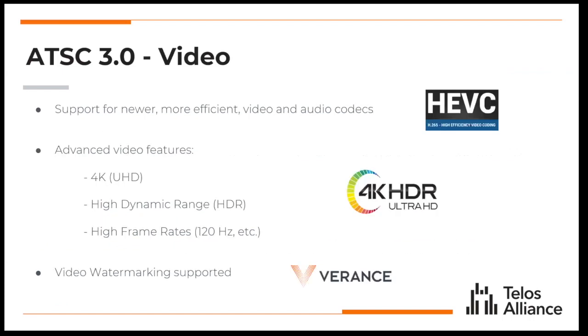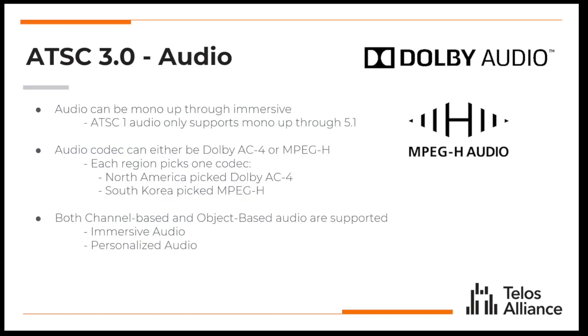On the video side, it supports newer, more efficient video codecs and advanced features such as 4K, high dynamic range, higher frame rates. Watermarking is included in there. And then on the audio side, the audio can be anything from mono up through immersive, whereas ATSC 1 only supported mono through 5.1.